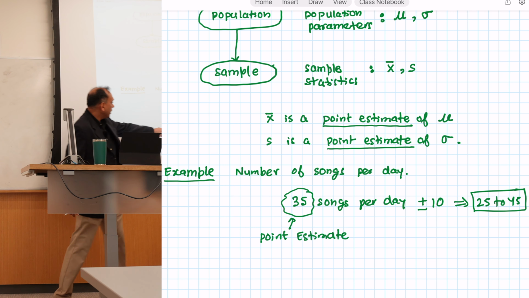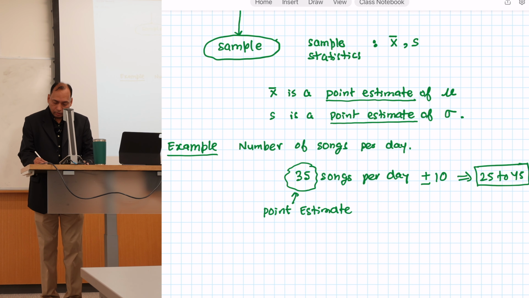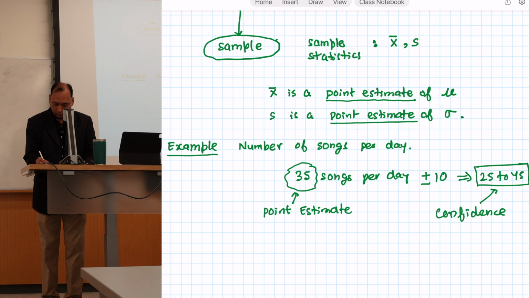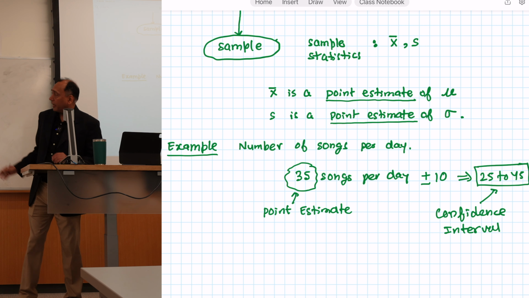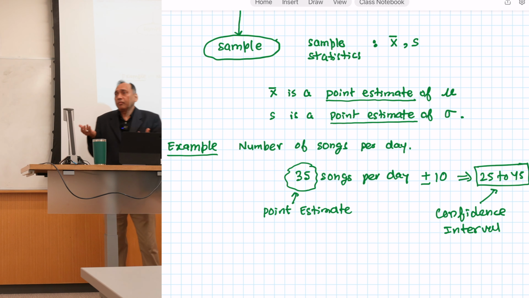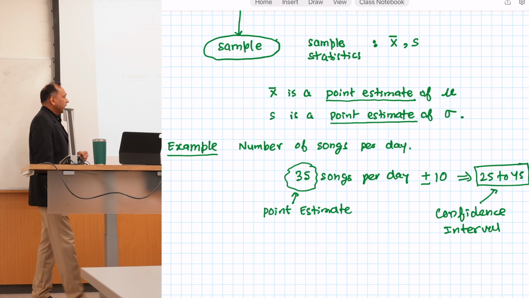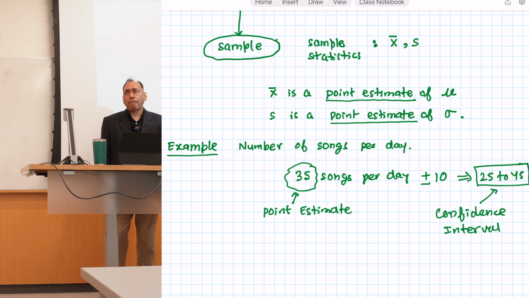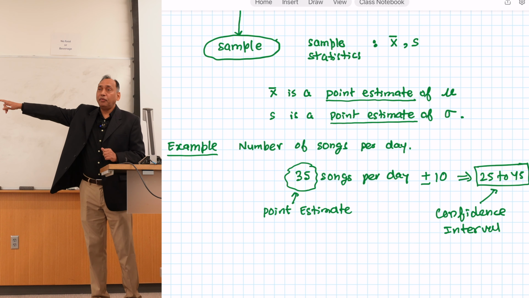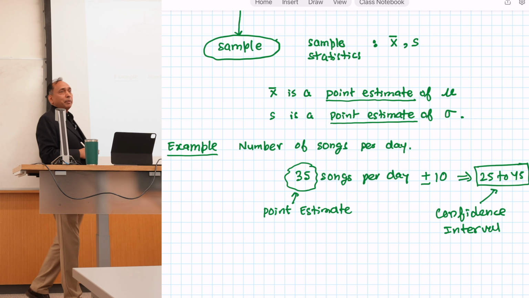So if this number is called point estimate, then this range is called, such a range will be called confidence interval, because it gives you more confidence that the value is likely to be somewhere in between. So that's better than that 35 number, because that's a single number and there's every chance that you may be wrong.